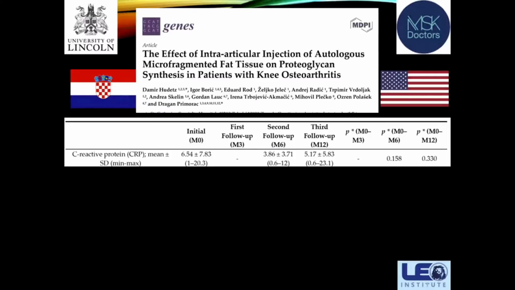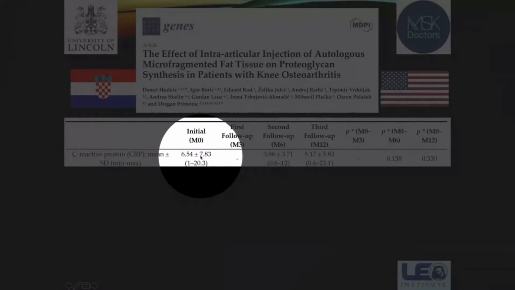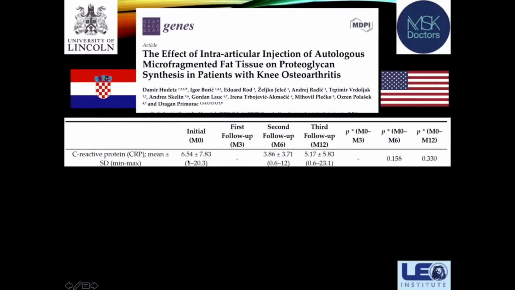The normal level, as you can see here, initial M0 at the beginning of the treatment before injection of the fats, is 6.54.